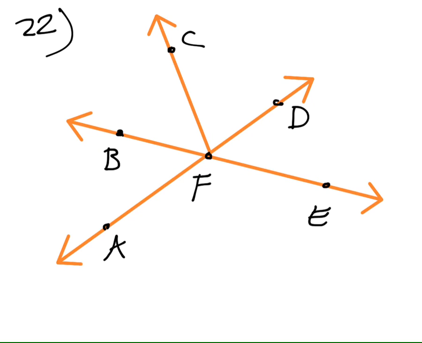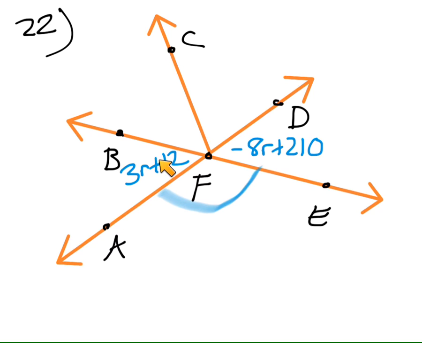Problem 22 says BFA is 3r plus 12. And DFE, this angle right here, is negative 8r plus 210. And it wants you to find AFE. So it wants to find this angle. A little bit tougher here. It gives me what this angle is with the variable, gives me what this angle is with the variable, and it wants to know this blue angle, AFE.